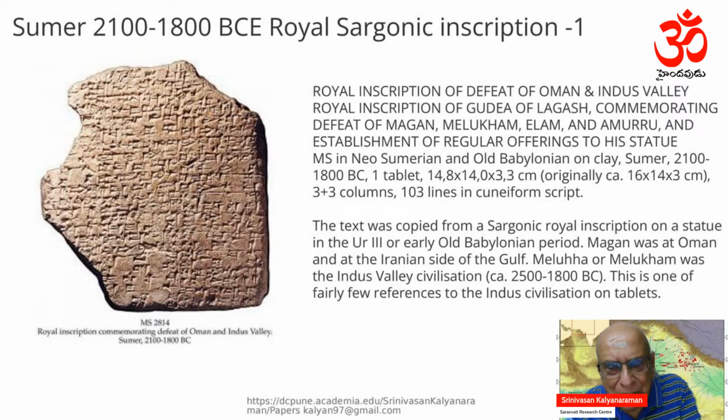This Sargonic inscription refers to the words Meluhha, Elam, and Namru. So Meluha is clearly mentioned in this tablet. Sargonic inscription. Akkadian. Uniform text. Next, please.